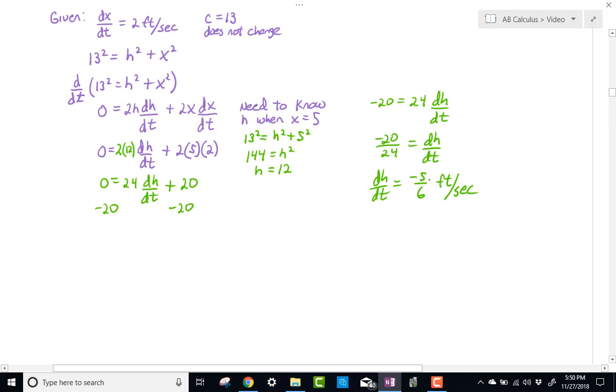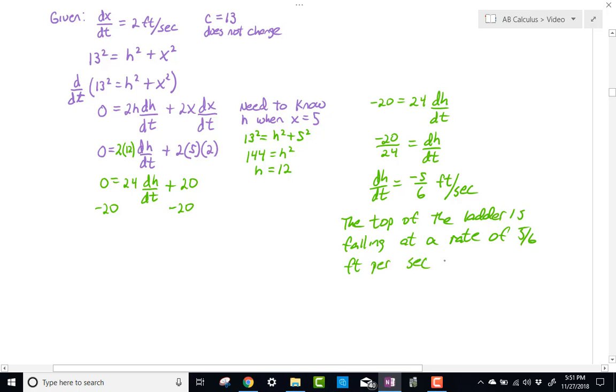Now if it says to explain the results, we would say that the ladder, or more specifically, the top of the ladder, because that's what was asked in the question, is falling at a rate of 5/6 feet per second when the base of the ladder is 5 feet from the wall.